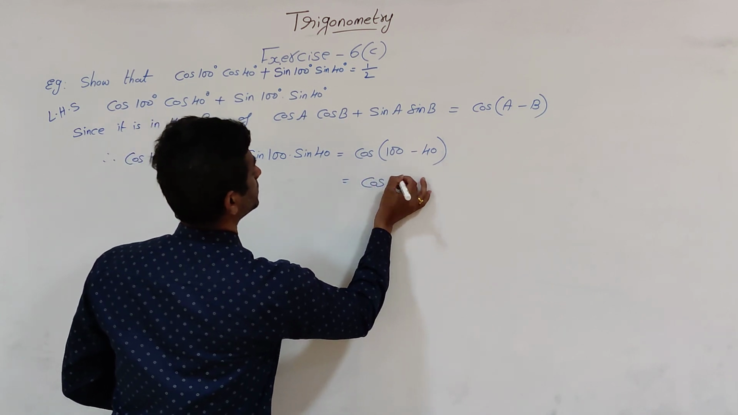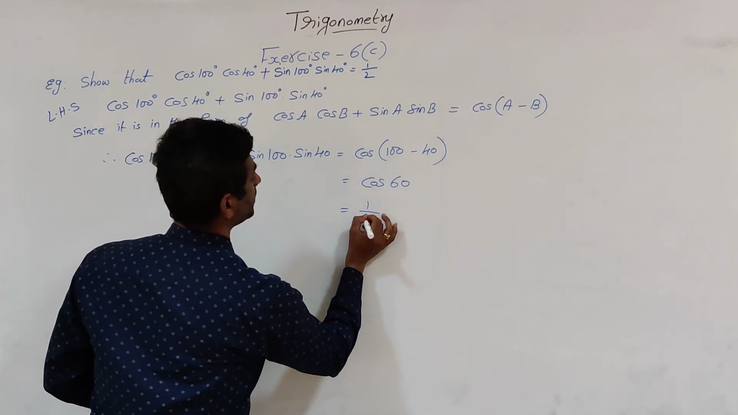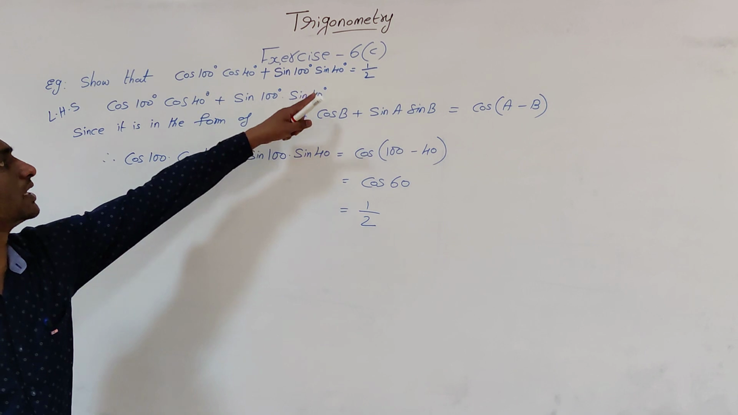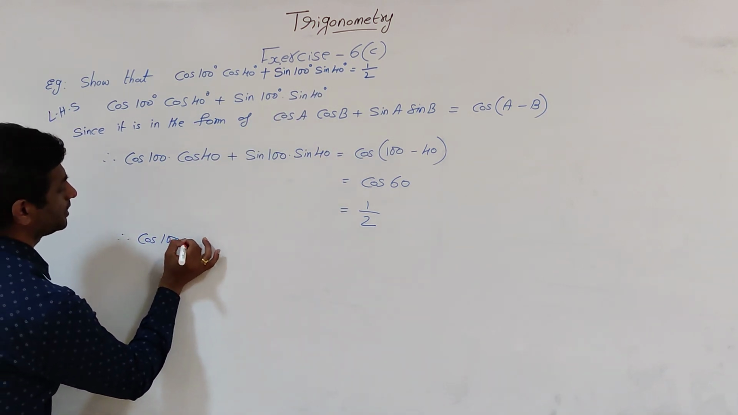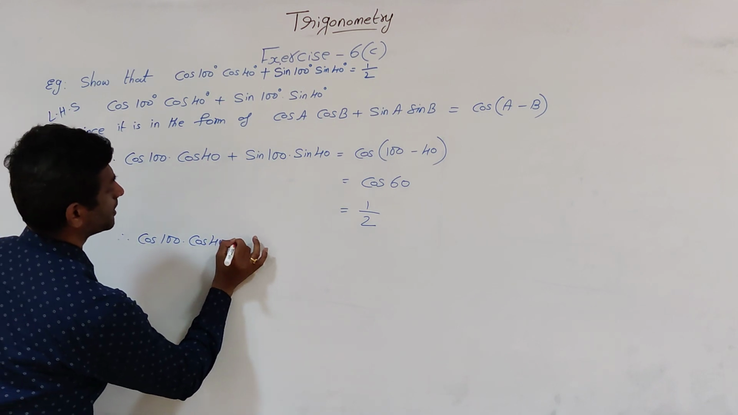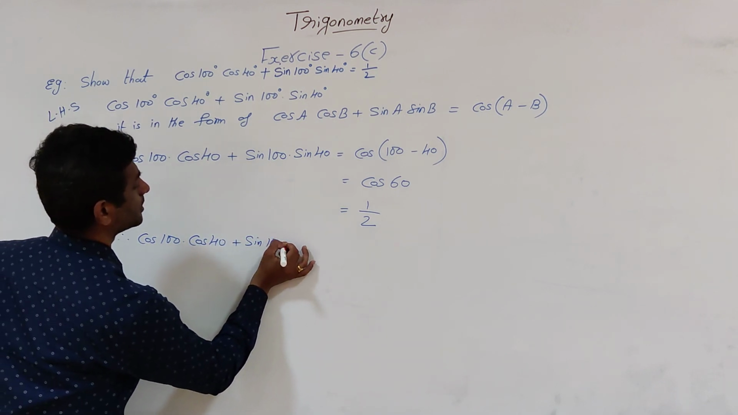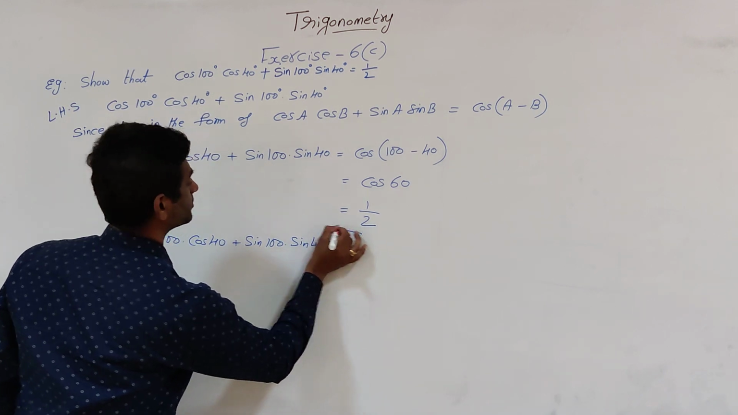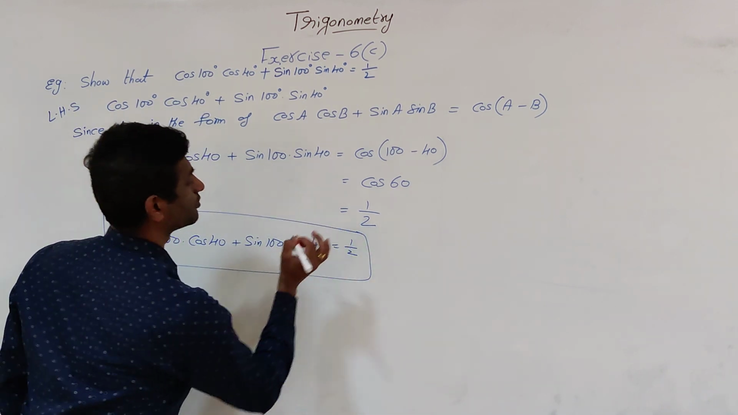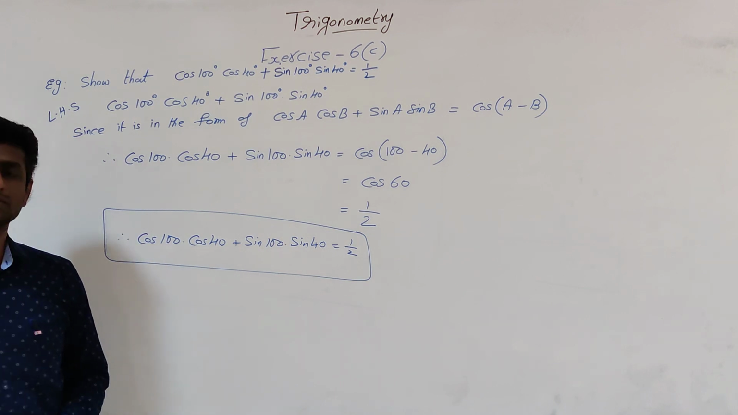That is cos 60. But what is the value of cos 60? It is 1 by 2. Hence it is the RHS. Therefore, cos 100 into cos 40 plus sin 100 into sin 40 is 1 by 2. That is the proof. Next question.